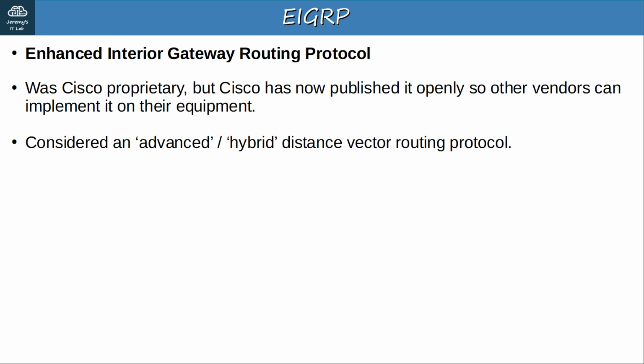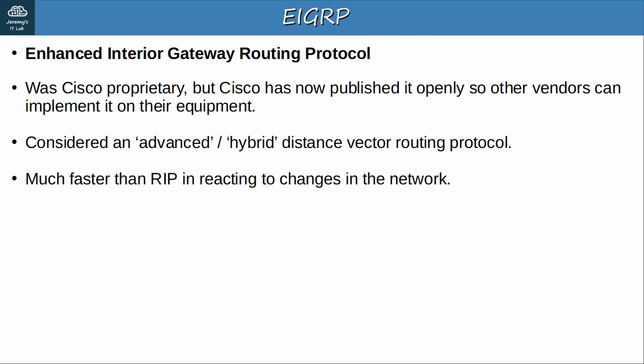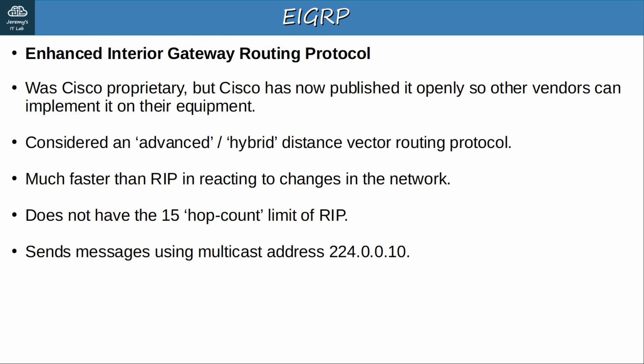It's considered an advanced or hybrid distance vector routing protocol. It improves on the very basic operations of RIP, its fellow distance vector routing protocol. It's much faster than RIP in reacting to changes in the network. It doesn't have the 15 hop count limit of RIP, so it supports very large networks. It sends messages using the multicast address 224.0.0.10. Remember, RIP version 1 broadcasts messages, and RIP version 2 multicasts them to 224.0.0.9. EIGRP multicasts them to 224.0.0.10. Try to remember these multicast addresses. They could come up as exam questions.